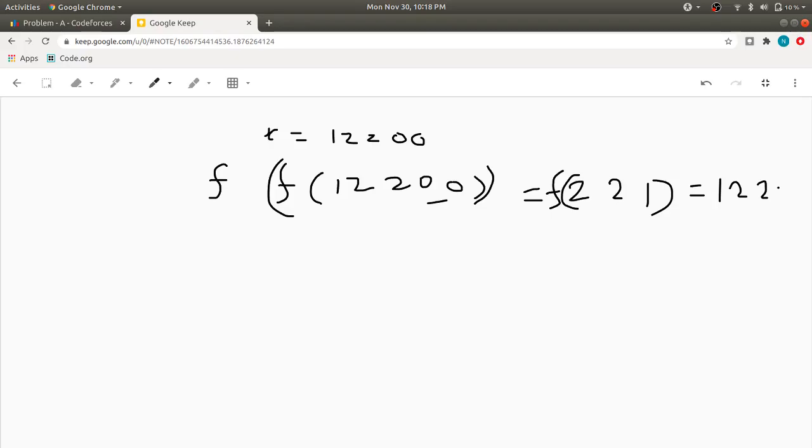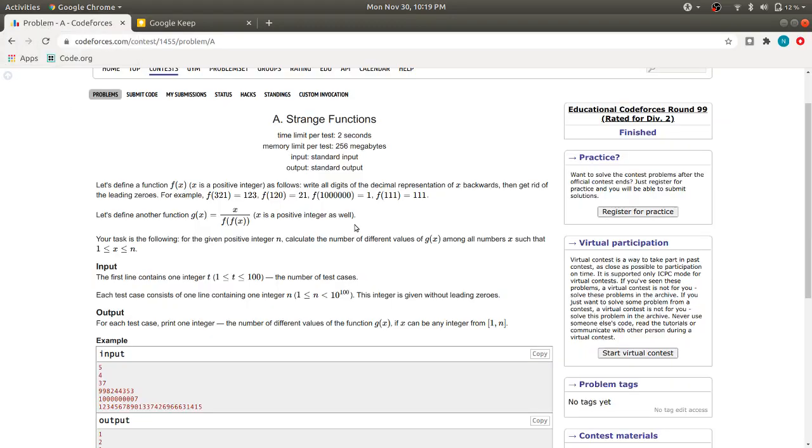So it is evident that f(f(x)) will always just eliminate the trailing 0s from my number. So this is the function of f(f(x)), and this is our g(x) function. So that was the part of g(x): g(x) is x divided by f(f(x)).